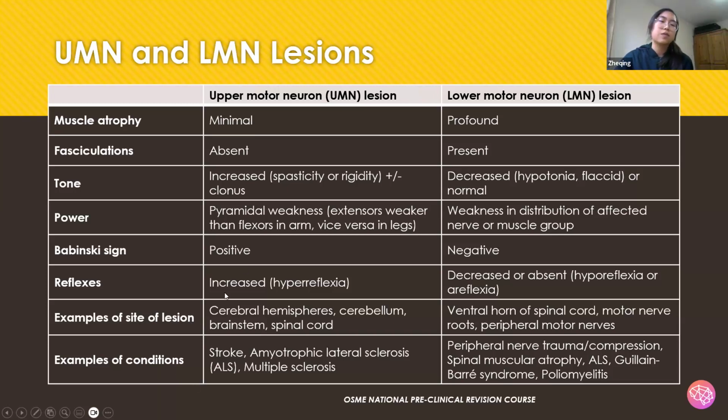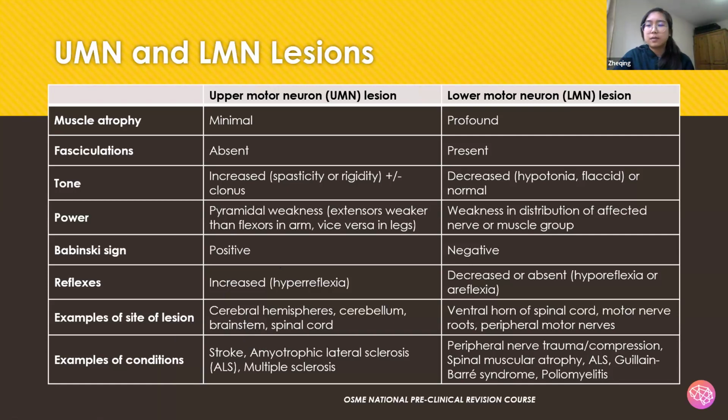And then for the examples of the sites of lesion, you don't really have to know the examples, the two rows at the end. But these are just for you to get an idea of what you might see in different conditions. So there are some conditions like ALS which can affect both upper motor neurons, whereas stroke is mainly in the brain, so it's mainly affecting upper motor neuron.